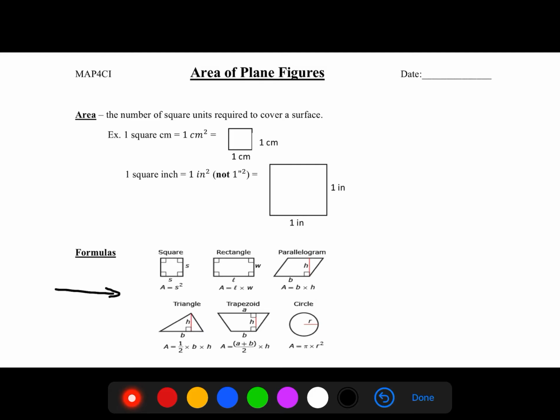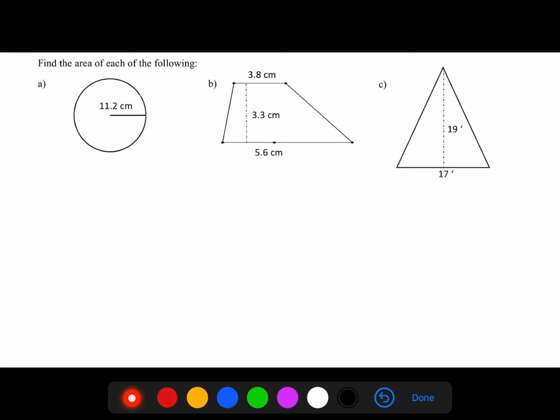So we have our formulas of all of our objects here. And hopefully these are pretty straightforward. Ones that you may not have used as much are for a trapezoid. We add our top and bottom together and divide by 2 to get the average, and then multiply by the height. Square, we can use length times width or side squared.